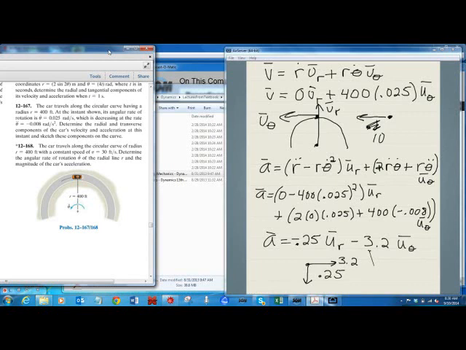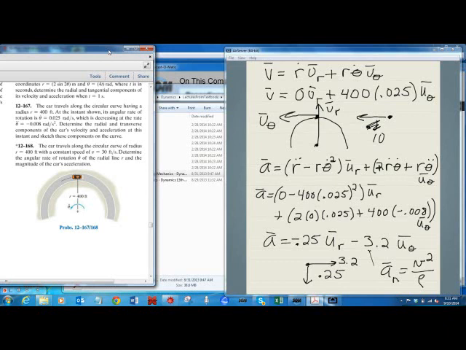What's the normal acceleration? Positive 0.25. Is the normal acceleration ever negative? Think about the formula. Normal acceleration is speed squared divided by radius. Can speed be negative? Square it, positive. Always positive.